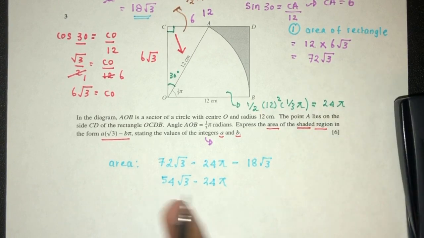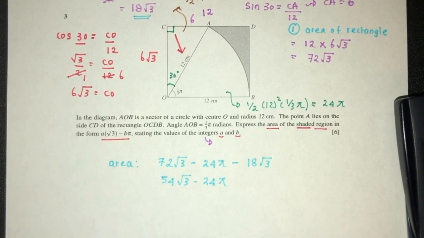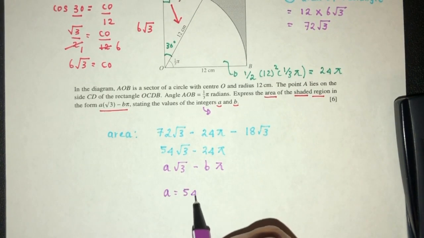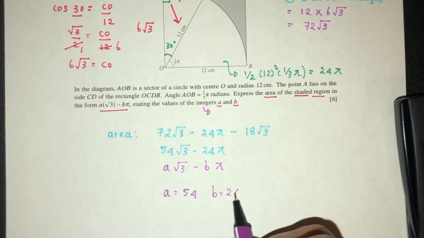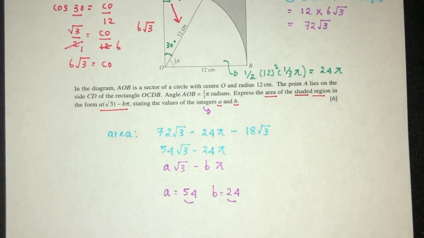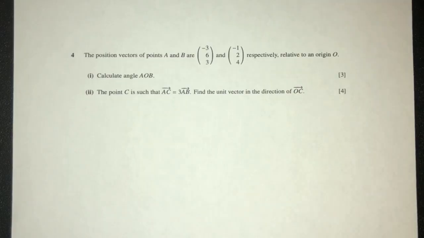Now we have to try to make this look like this. Okay, so what can we do? Here by comparing, we have a root 3 minus b pi. So the value of a should be 54 and b should be 24. These are integer values as required for this question in relation to circular measure. Let's move on to the next question.